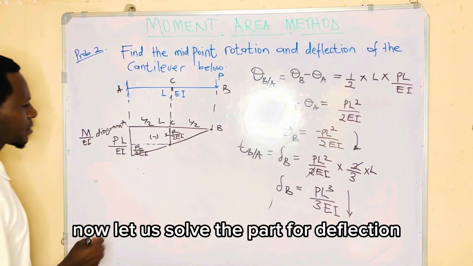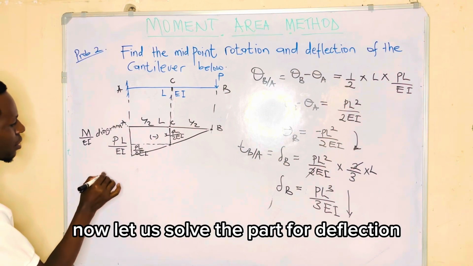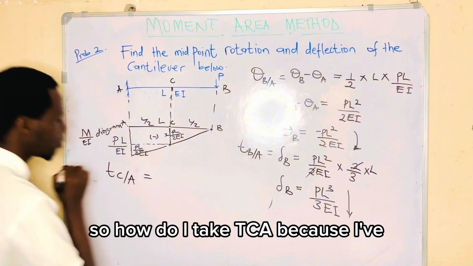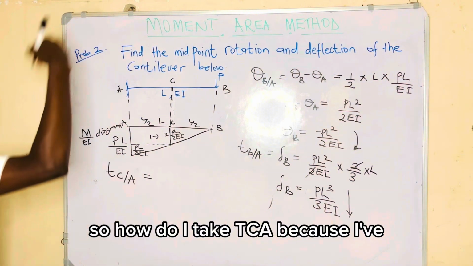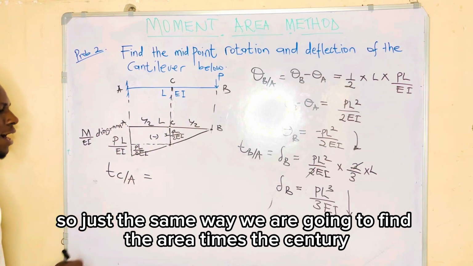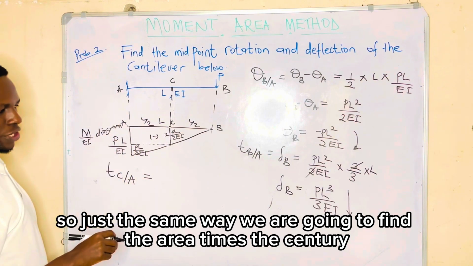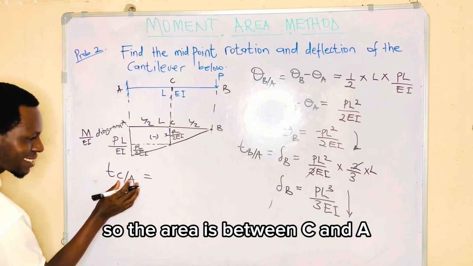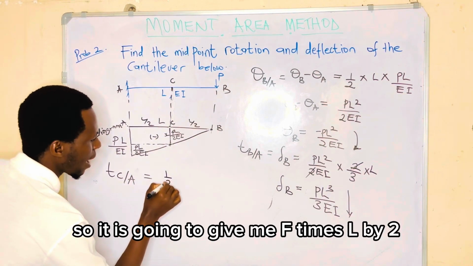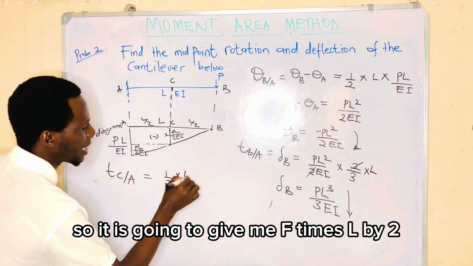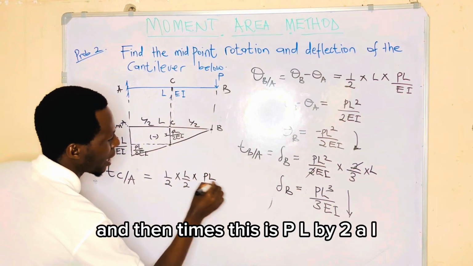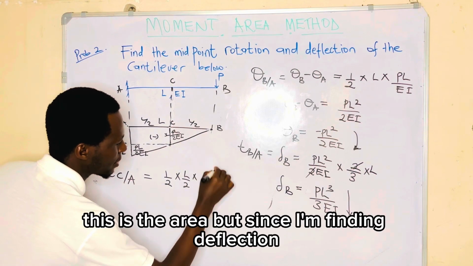Now, let us solve the part for deflection. So I'm going to consider TCA. So how do I take TCA? Because in the previous one I've considered CA. So just the same way, we are going to find the area times the centroid. So the area is between C and A. The first figure is a rectangle. So it is going to give me half times L by 2, and then times PL by 2EI. This is the area.